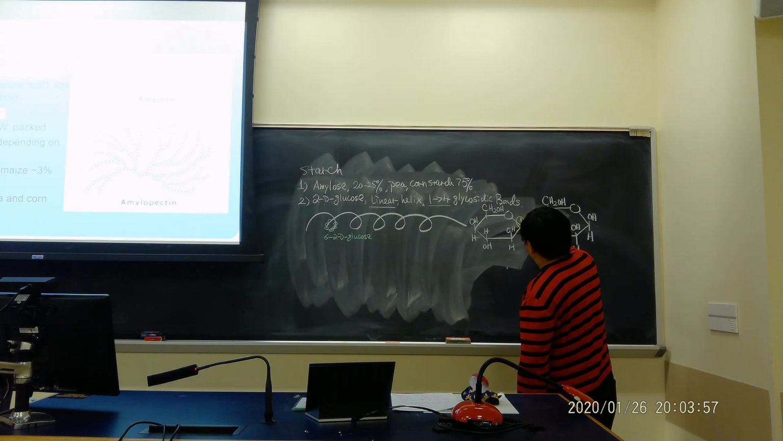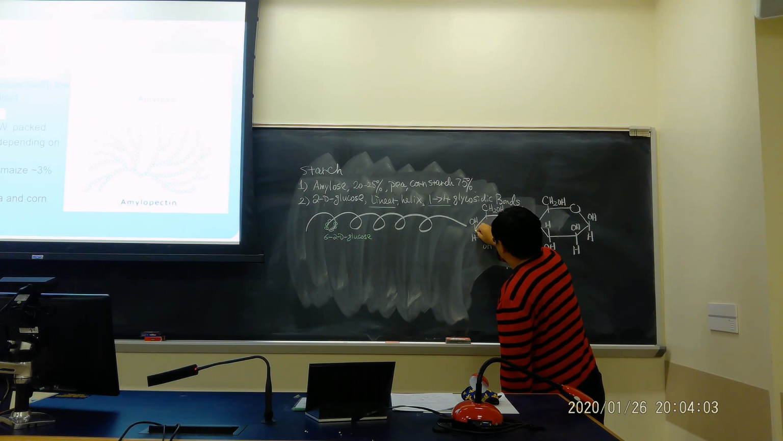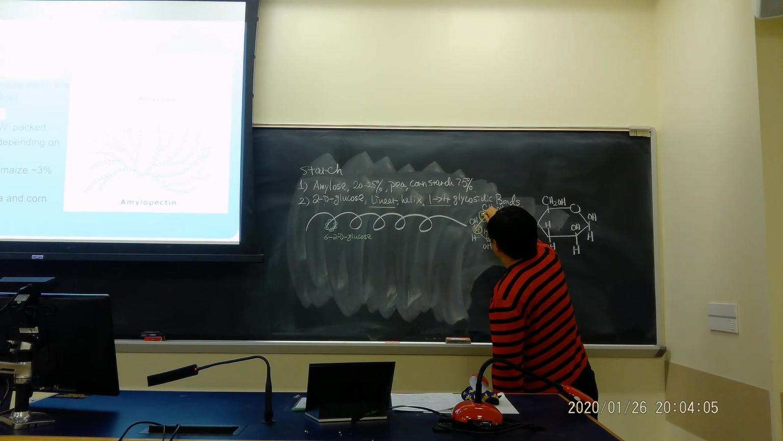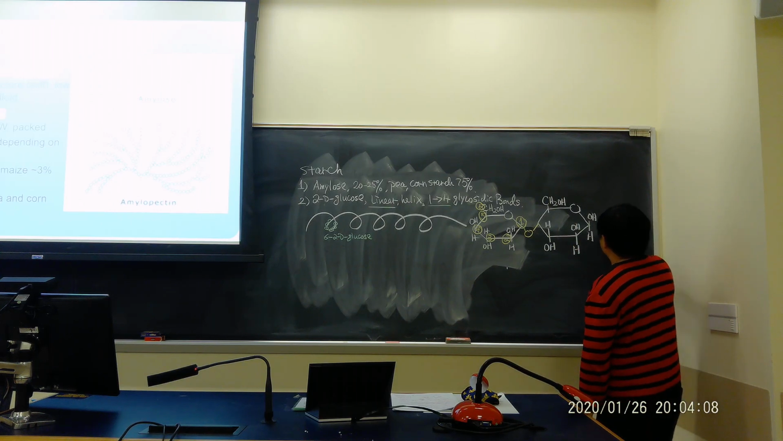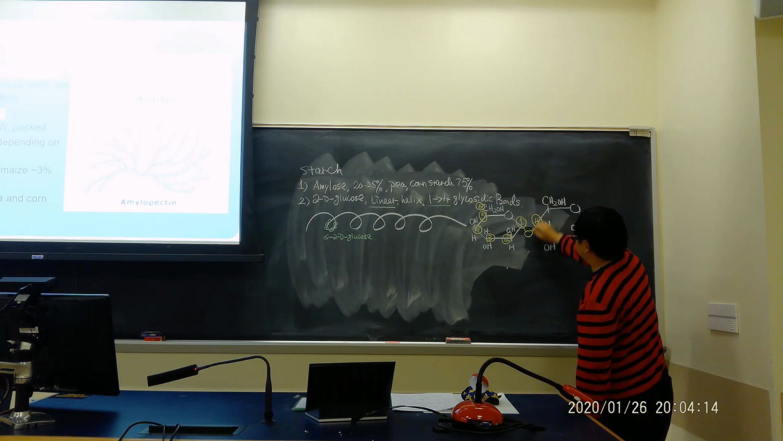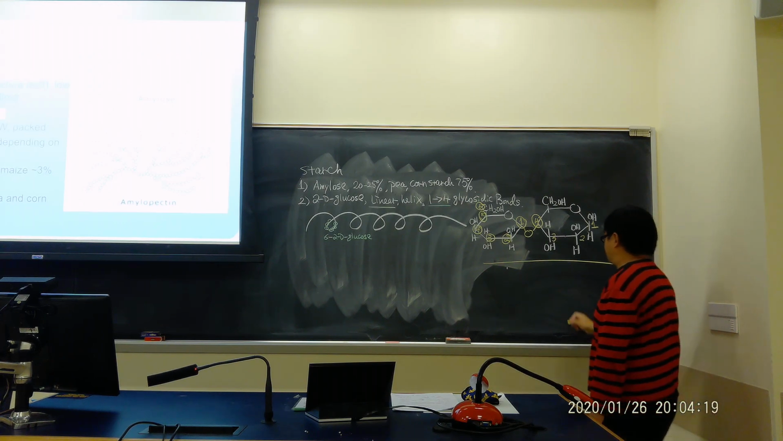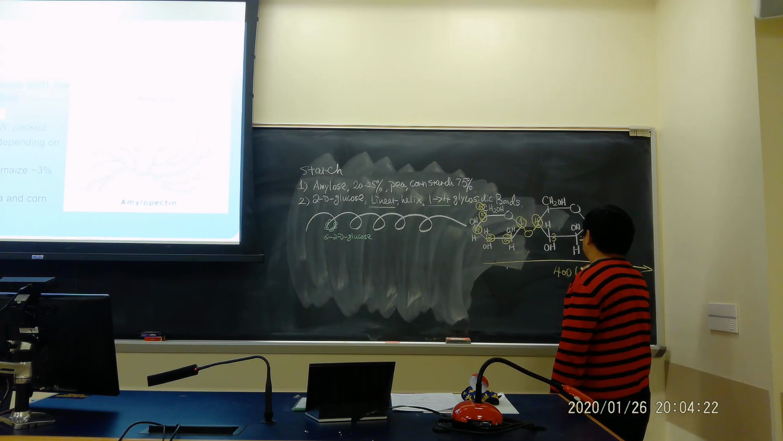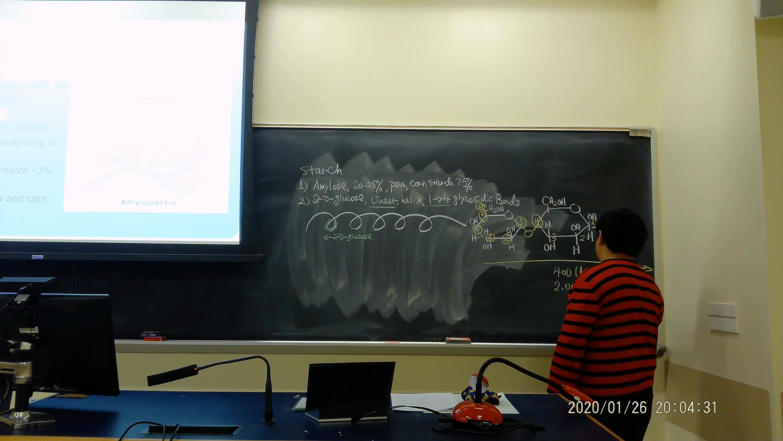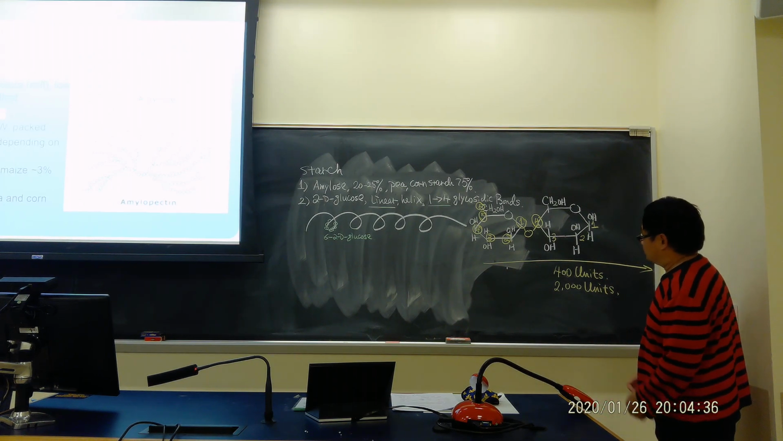This is carbon number 1, carbon number 2, number 3, number 4, number 5, and number 6. Goes here, carbon number 1, number 2, 3, and 4. They are combined by this, longer and longer like a polymer. Could be 400 units. Could be 2,000 units, it depends. Okay, that becomes an amylose.